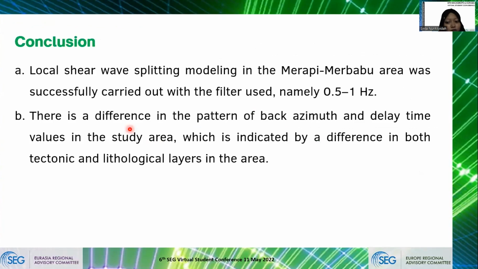From this discussion, we can conclude that first, local S wave splitting modeling in Merapi Merbabu was successfully carried out with the filter used from 0.5 until 1 meters. And second, there is a difference in pattern in back azimuth and delay time value in the study area, which is indicated by differences in both tectonic and lithological layers in the area. In the Mount Merbabu area, the direction of polarization is southwest northeast oriented. Meanwhile, Mount Merapi shows a most weak or overlying crystal anisotropy with a phase direction that is parallel to the trends.